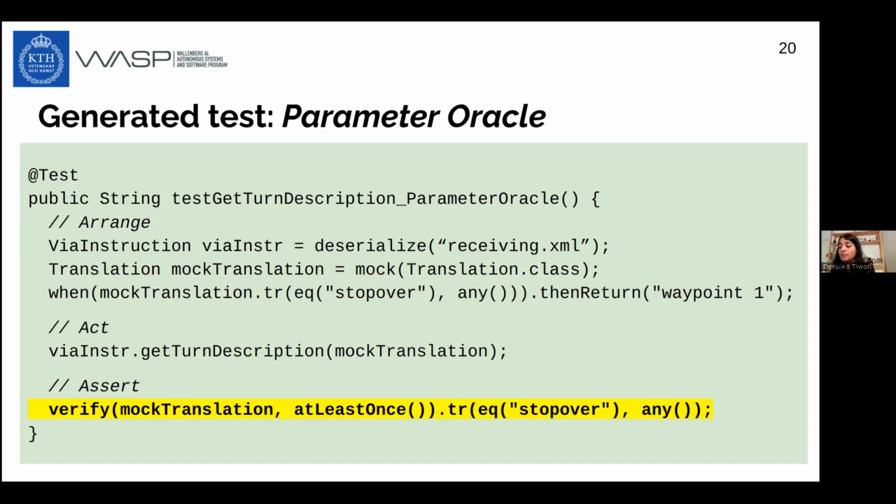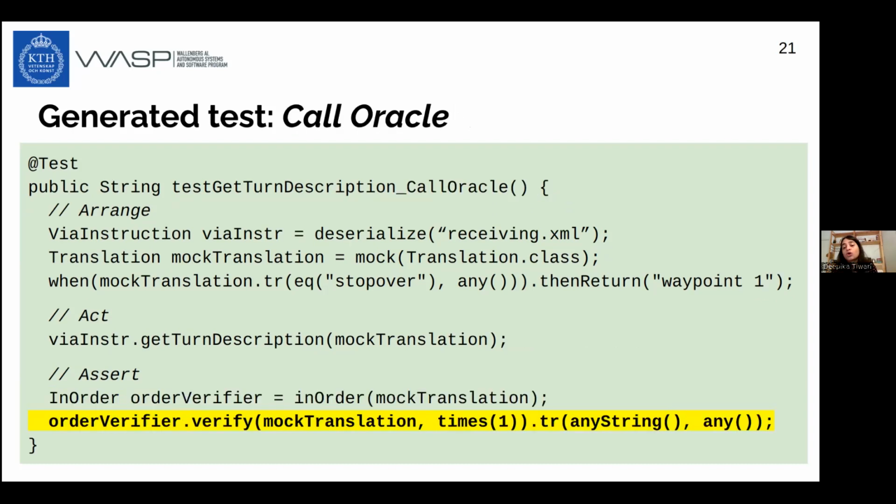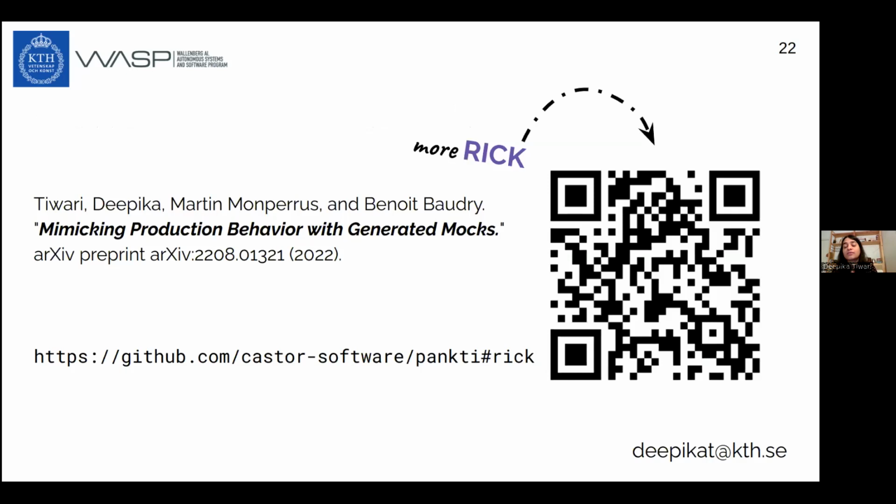Next, we have the test for the parameter oracle, which verifies that the method tr should be called with this parameter, which is the one that we observed for this invocation in production. And then we have the call oracle, which verifies that tr should be called exactly once within this invocation of the MUT getTurnDescription.